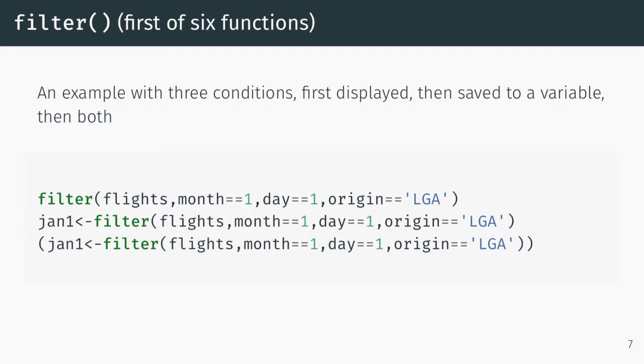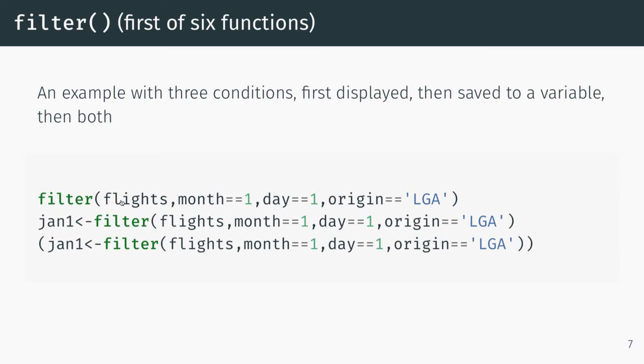So the first of the 6 functions is filter. So here's an example. This is the same example on each row here. The first time through, we're going to just display it. The second time through, we're going to assign it to a variable. The third time through, we're going to both display it, which the parentheses cause us to do, and assign to a variable.